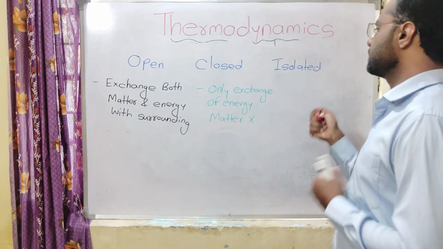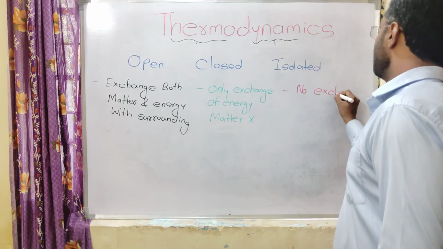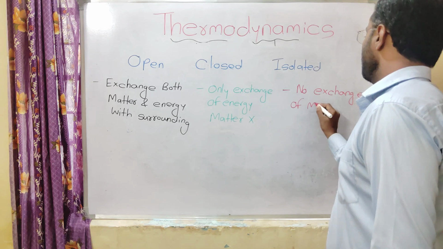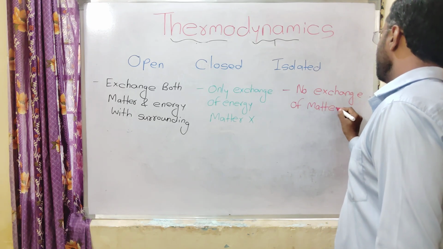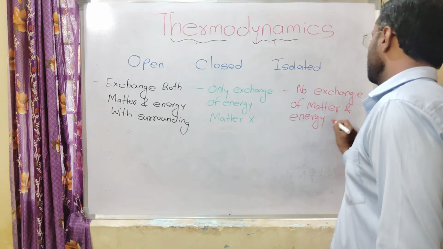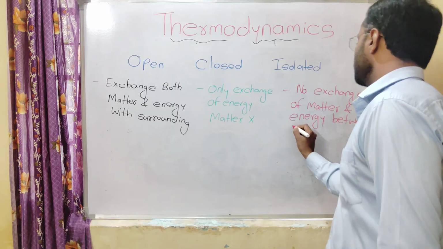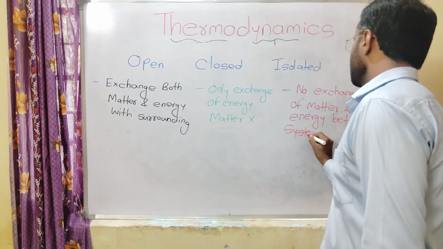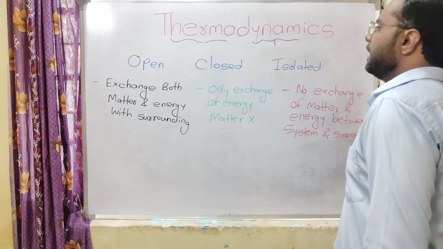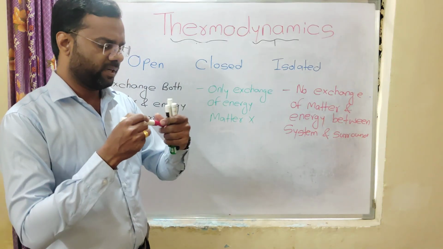And in isolated system, no exchange of matter and energy, no exchange of matter and energy between system and surrounding. So these are the three types of system. One is open system, second one is closed system, and third one is isolated system.